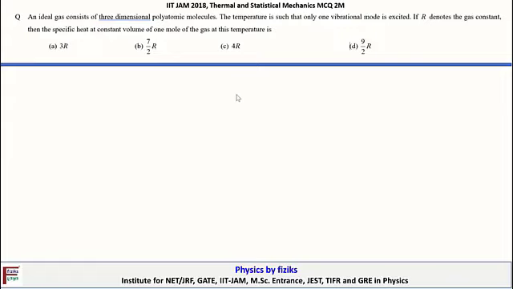An ideal gas consists of three-dimensional polyatomic molecules. Okay, so it's a three-dimensional polyatomic molecule. Please pay attention to the statement: it's a 3D polyatomic gas molecule. The temperature is such that only one vibrational mode is excited. So it's also given that it's a sufficiently large temperature such that one vibrational mode is excited.